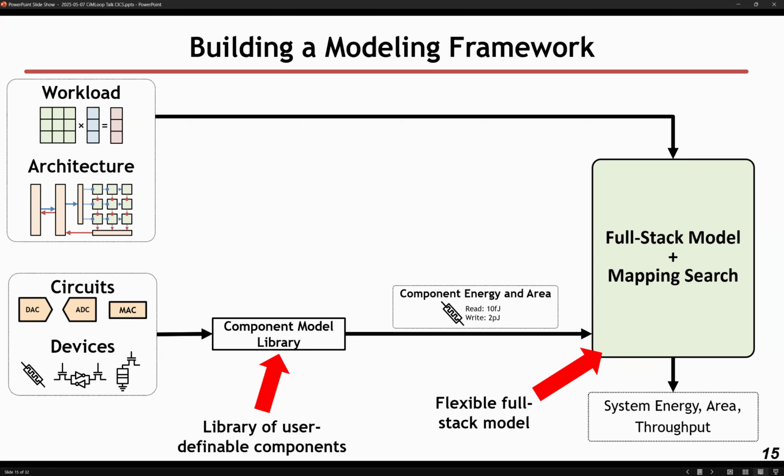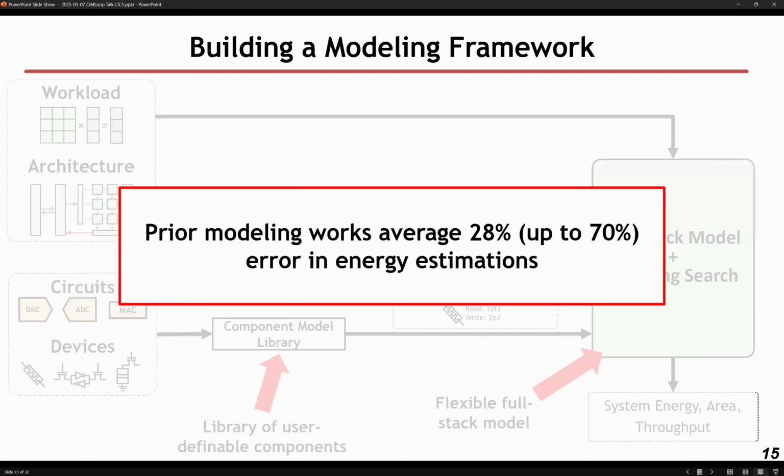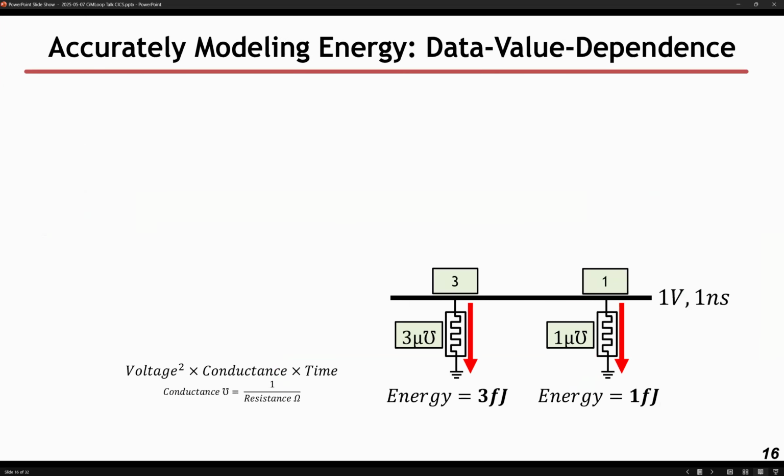So this is nice. We can represent a lot of different architectures, but there's also a problem. And the problem is that prior works that look like this can have very high error. In fact, prior modeling works may average 28% or up to 70% error in their energy estimations. The reason why is data value dependence.